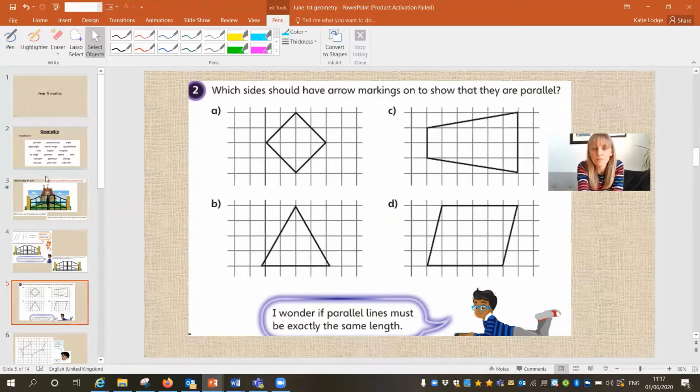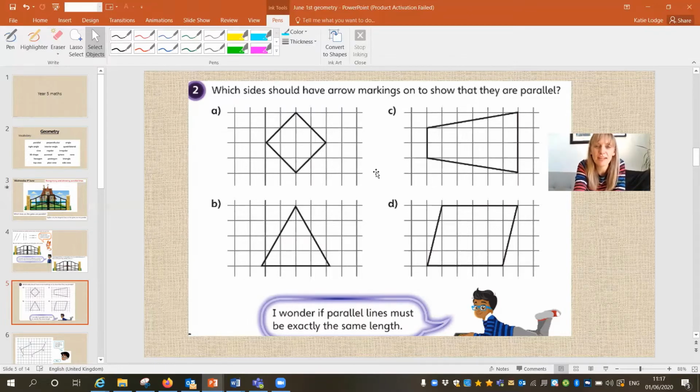So on shape A, all of our lines are the same length as they are in shape B. But you can see on shape C that the vertical lines are actually different in length. What do you think? Are they parallel? You tell me, have a go. Just pause me for a little minute and have a try, jot out these shapes and see if you can add on the arrows to show which lines are parallel. And then when you've done that, start the video again and I'm going to show you what I would do.